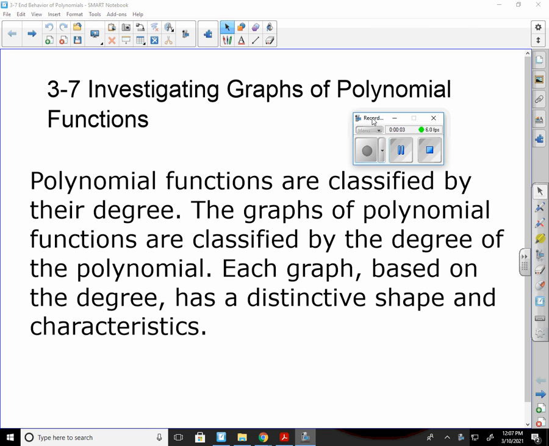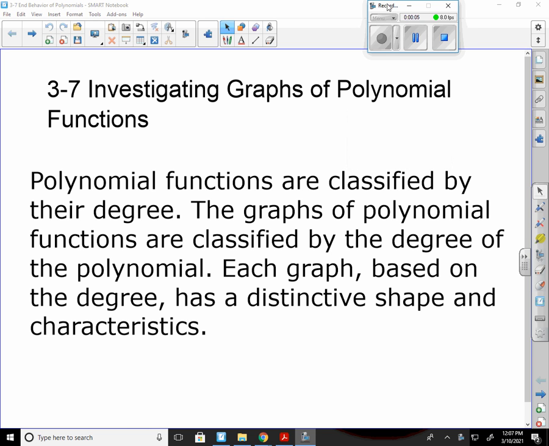3.7, investigating graphs of polynomial functions. Polynomial functions are classified by their degree. The graphs of polynomial functions are classified by the degree of the polynomial. Each graph, based on the degree, has a distinctive shape and characteristics.